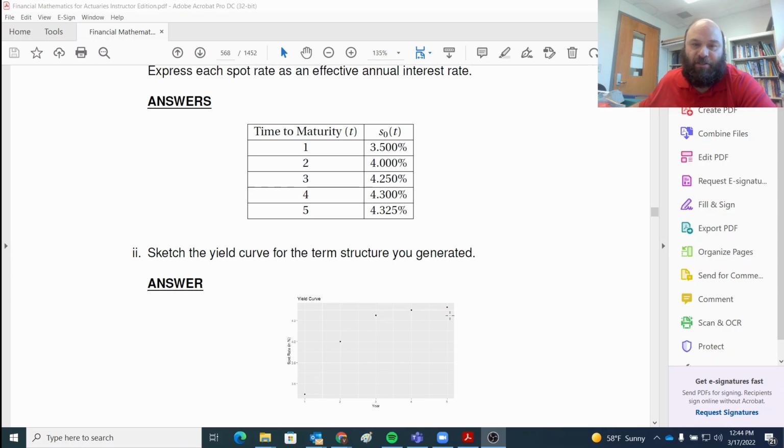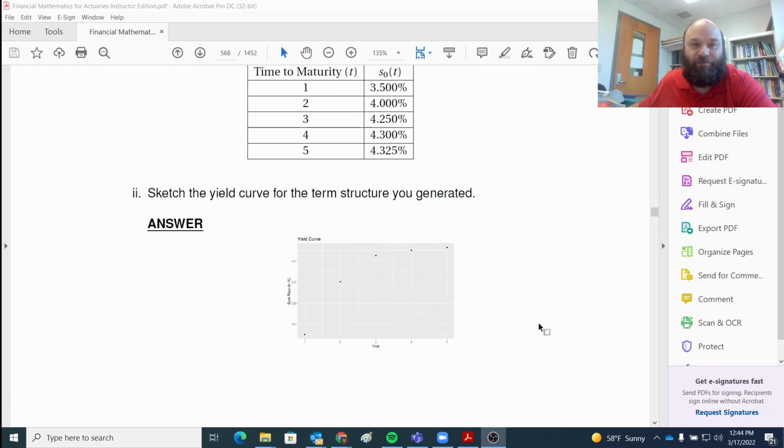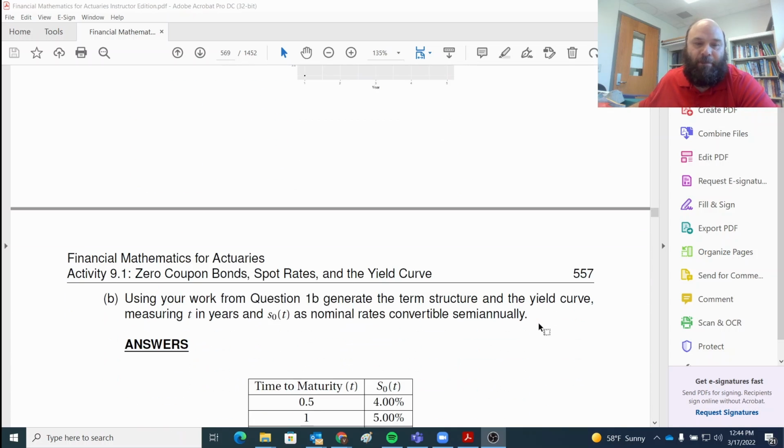Right? And so this is the curve. Right? It's not a smooth curve because it's discrete. Right? There's a value for 1, a value for 2, a value for 3, but there wouldn't be a value for, say, pi or e.